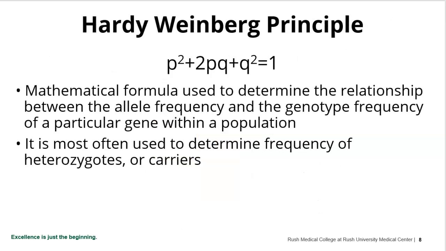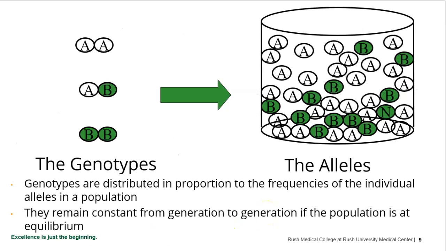So what about calculating? And again, I don't know how much you're going to be asked to calculate this, but we're going to talk about the common things for calculation of Hardy-Weinberg, and I may come back to this for other inherited disorders, just to pound it home. So p squared plus 2pq plus q squared equals 1. This is a mathematical formula used to determine the relationship between the allele frequency and the genotype frequency. It's most often used to determine the frequency of heterozygous carriers for a recessive disorder, but it can have other uses.